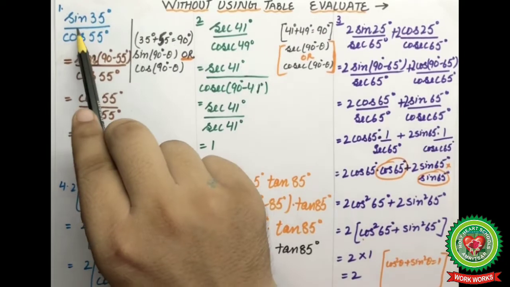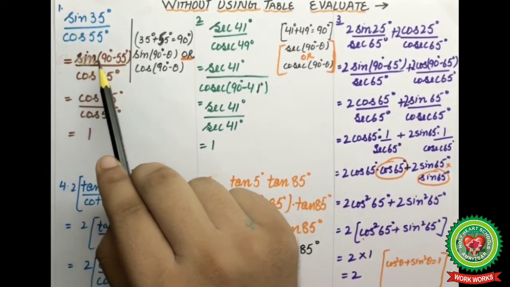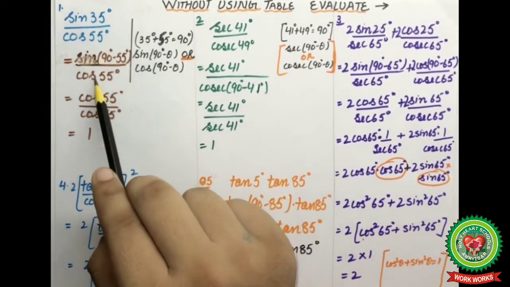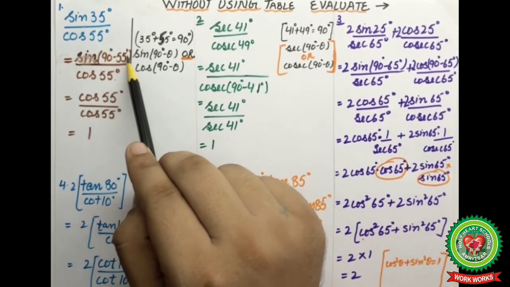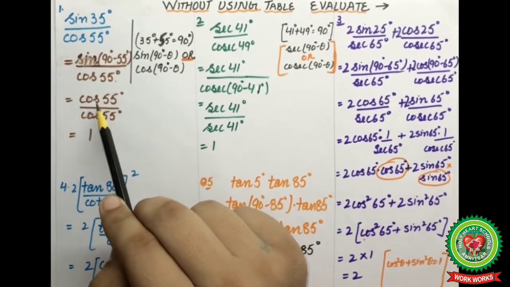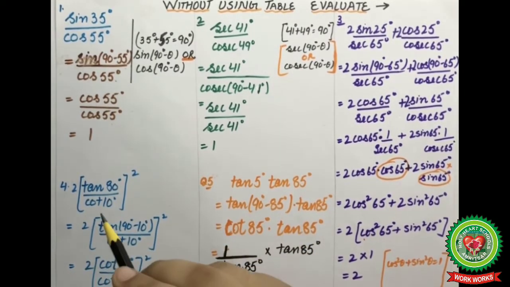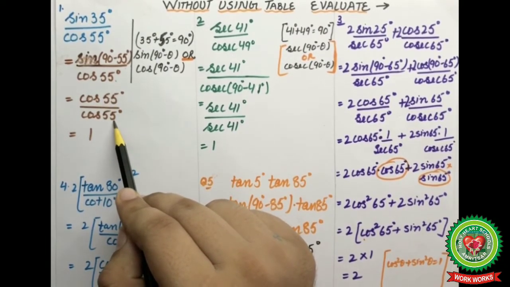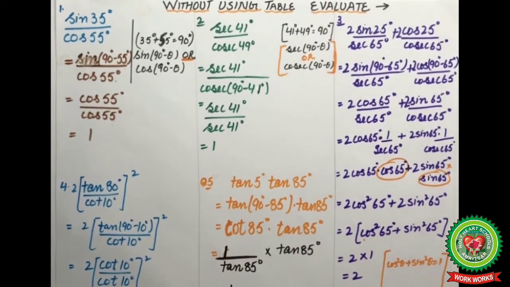So we are going to write down the complement of sine 35 degree, which will be equal to sine 90 minus 55 degree upon cos 55 degree as it is. And sine 90 minus 55 degree is equal to cos 55 degree upon cos 55 degree. Now cos 55 degree and cos 55 degree will get cancelled out and we'll get the answer as 1. Now we'll discuss one more example.